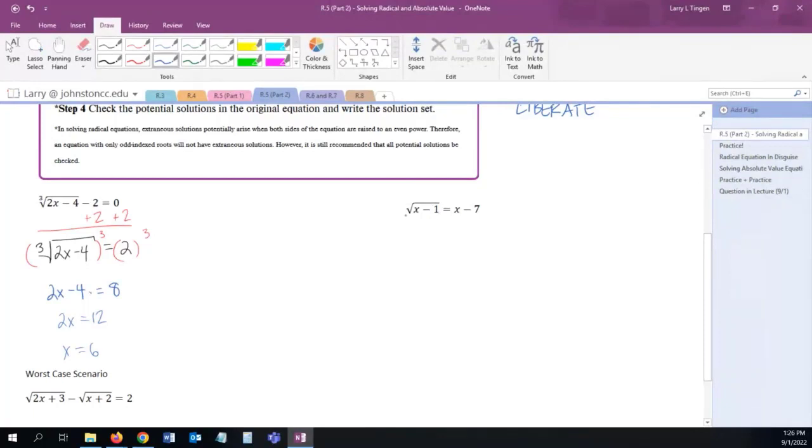On the right, I have my radical: the square root of x minus 1 is equal to x minus 7. The isolation has already happened, right? The root is on a side by itself. Why do I need that to be the case? I'm going to do this one correctly, and then I'm going to show you what happens if you don't do this. So they've been isolated.